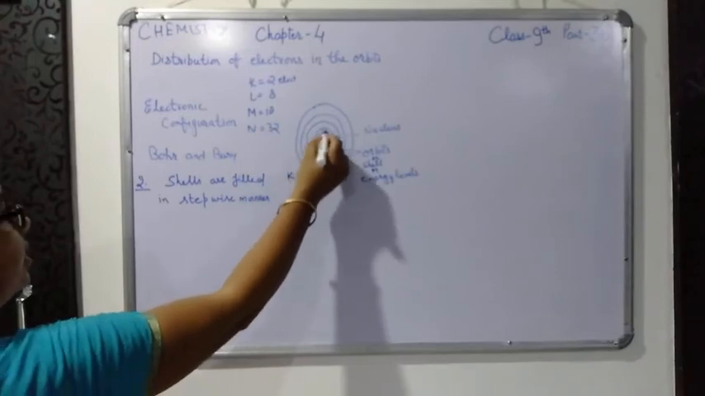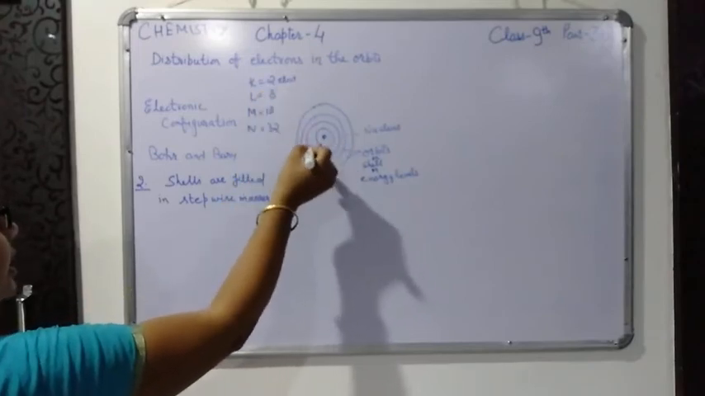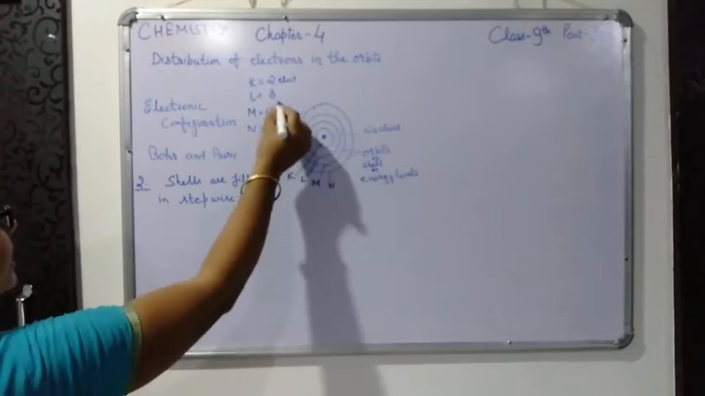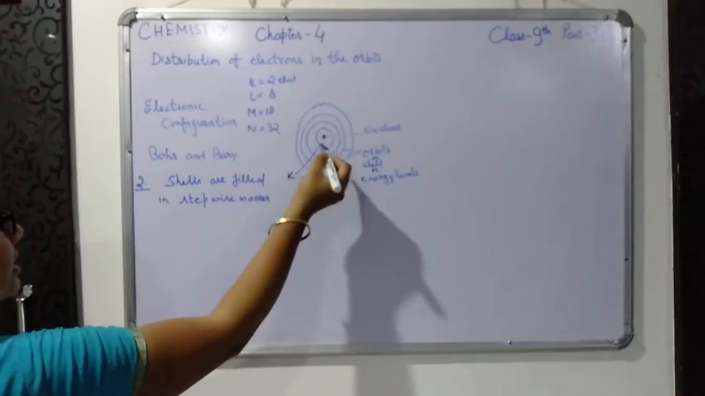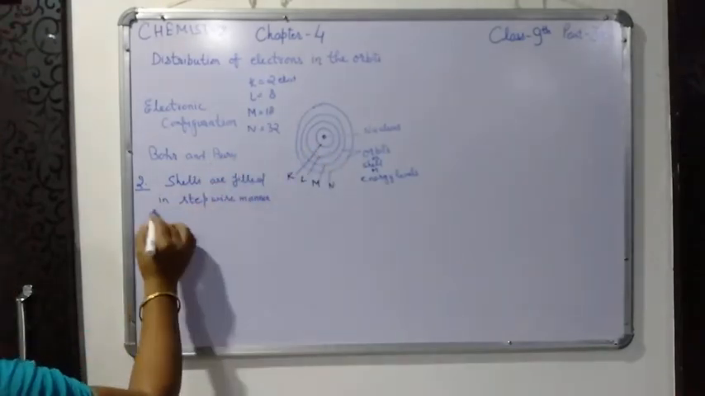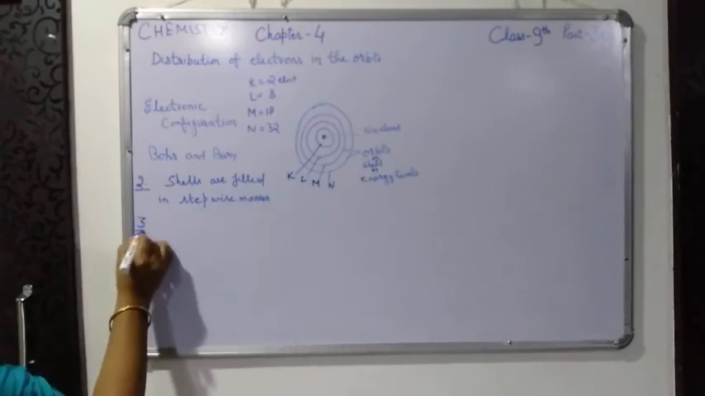So when in the first one 2 electrons are filled, then only electrons will come to the second one. When in the second one 8 electrons are accommodated, then only it will come to the third one. So shells are filled in stepwise manner. This is the second rule. Now come to the third one.